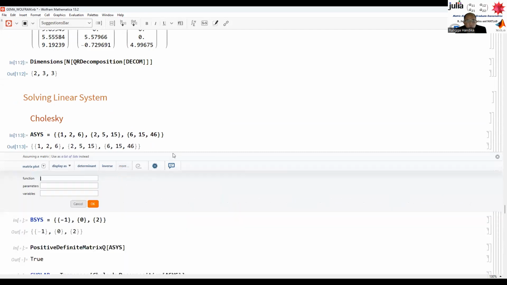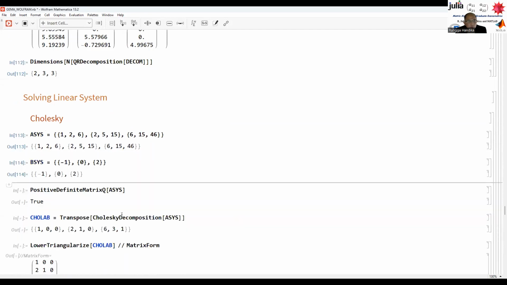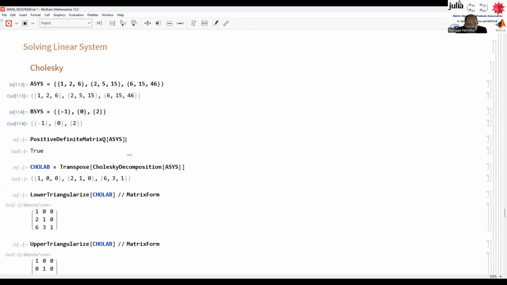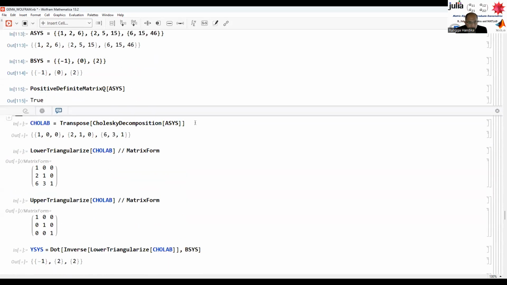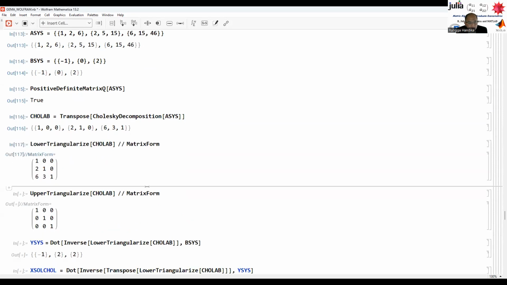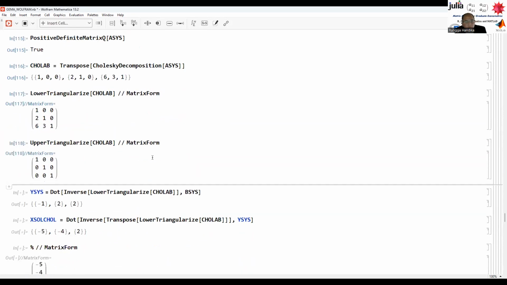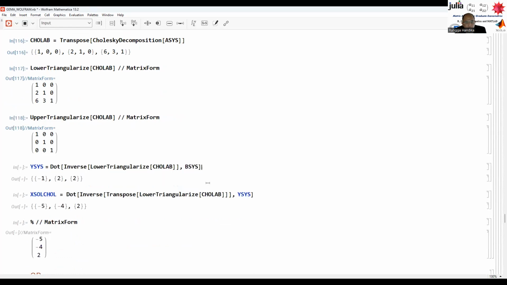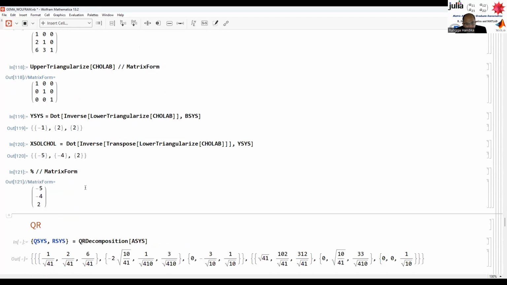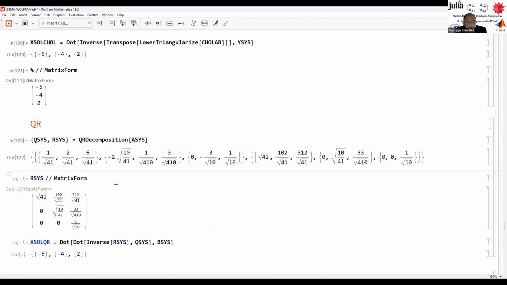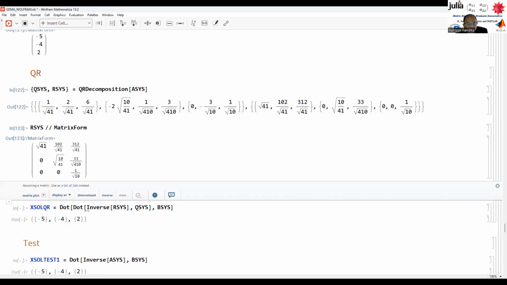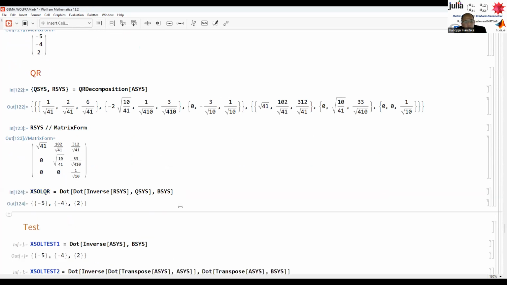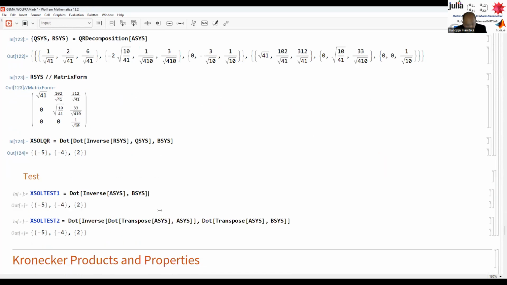Okay, let's see. Positive definite test first, then conjugate transpose, and then lower triangularize. It's pretty simple, and then upper triangularize, and then you get the X solutions. You can report the matrix form. How about the QR? It's the same. Yeah, this is the exact number, and then you extract the R components, and then you do the multiplication of inverse R and Q, and then multiply the P. You get the QR. We can also do the test.